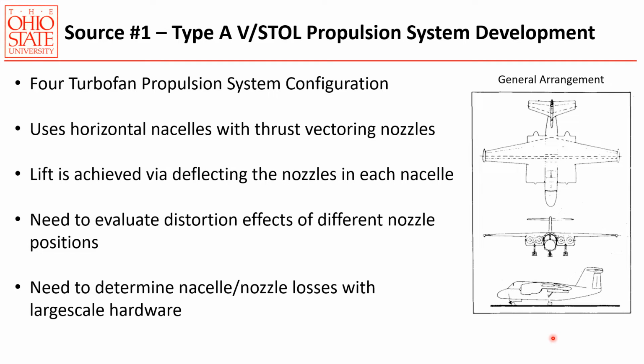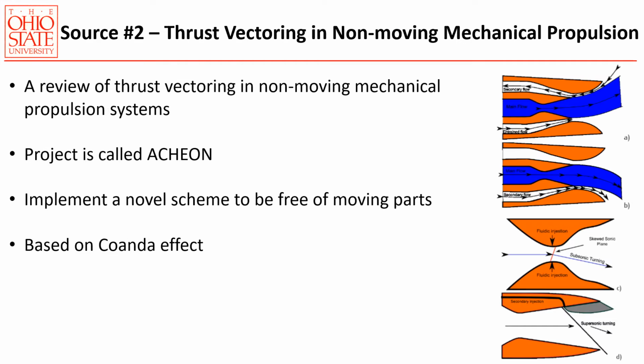This vehicle would have a 4 turbofan propulsion system configuration, which uses horizontal nacelles with thrust vectoring nozzles. These thrust vectoring nozzles achieve lift via deflection and distribute the air downwards in order to create vertical lift. The findings of this study reveal that there is a need to evaluate distortion effects on different nozzle positions. In addition, there is a need to determine nacelle/nozzle losses with large-scale hardware to ensure that their findings are accurate.